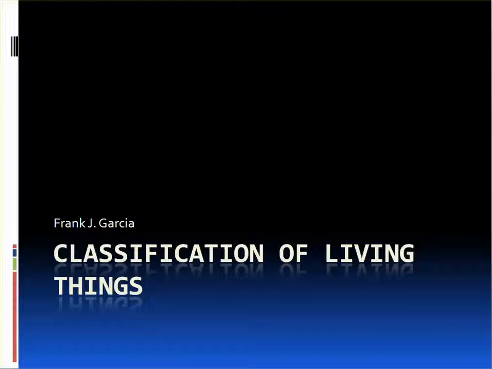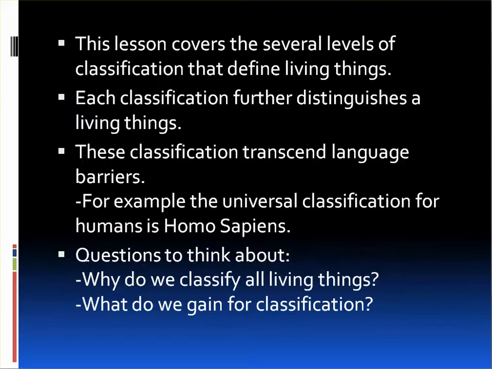Now we're going to start by getting a quick background of classification of living things. This lesson will cover the several levels of classification that define living things. In total, there are 7. Each classification further distinguishes a living thing. These classifications transcend language and barriers. For example, the universal classification for humans is Homo sapiens.